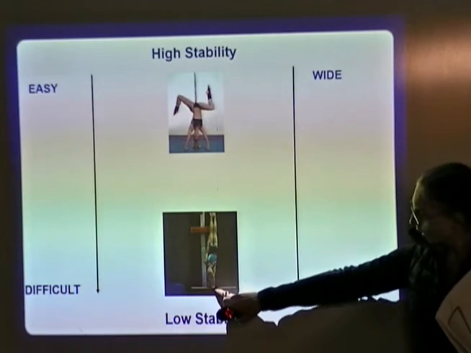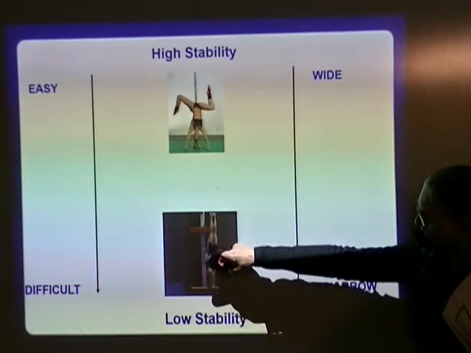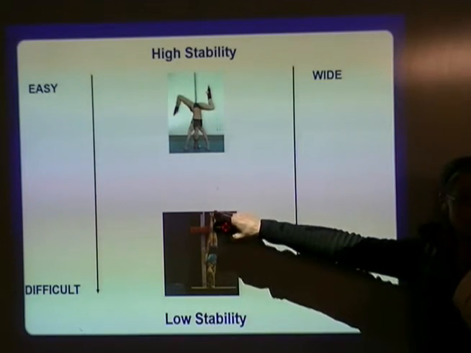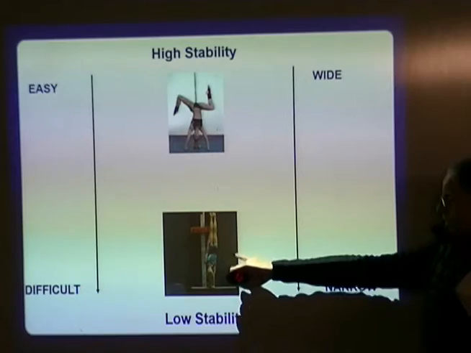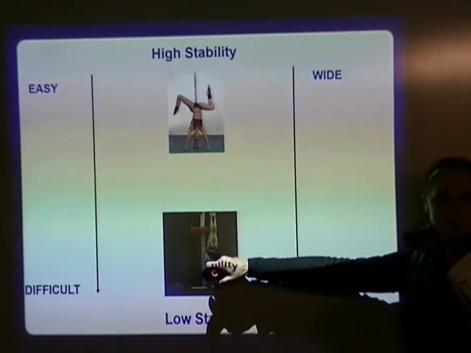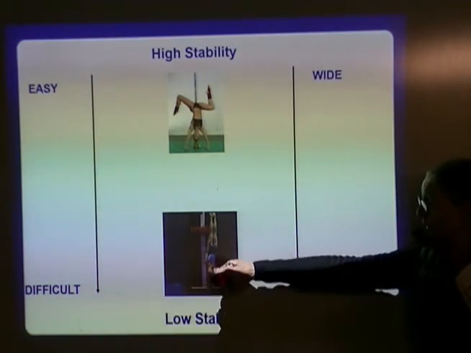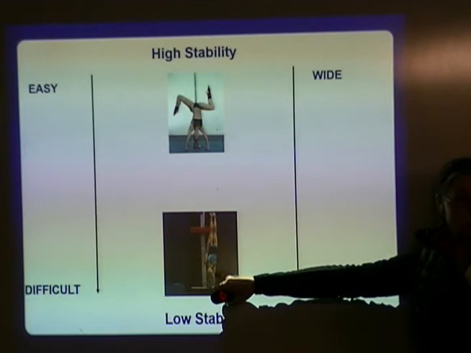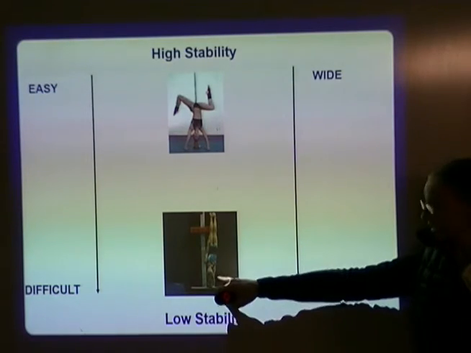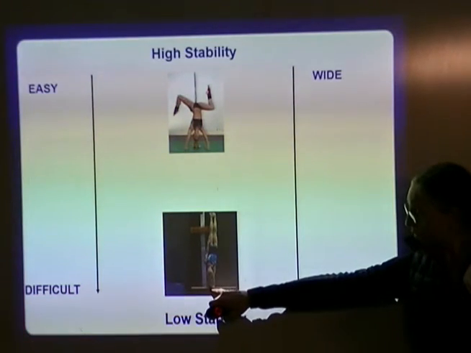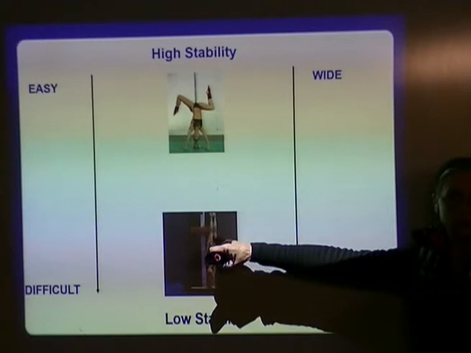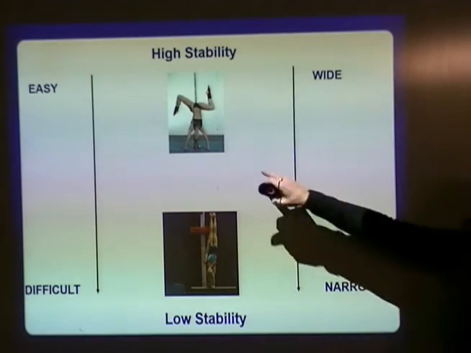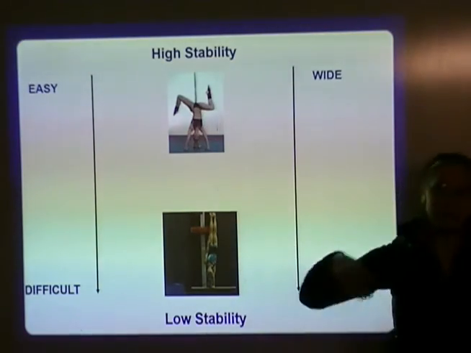Here, she's on one hand. Here's her other arm. Her center of gravity is high because her legs are straight and straight up. So this is highly unstable. She's got to be really, really strong to do this. Right? Teeny, teeny, tiny base of support, high center of gravity. Very unstable. Wide base of support, lower center of gravity, more stable.